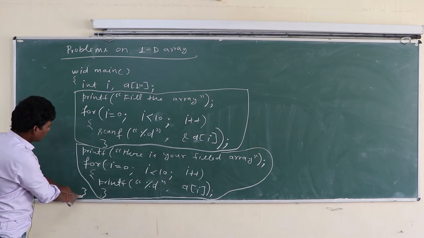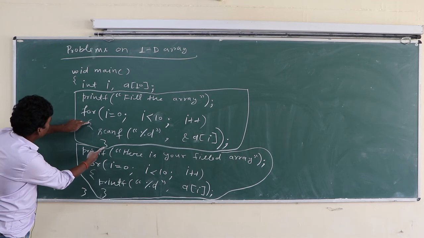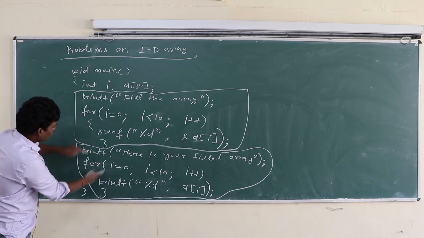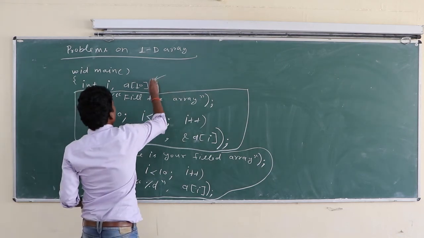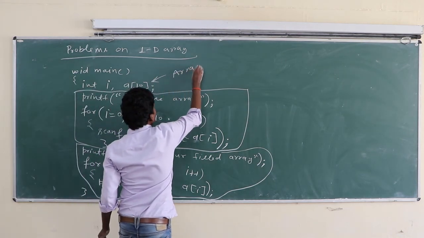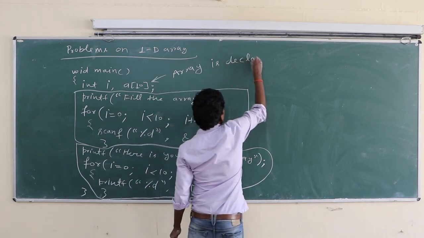Okay, this is the closing of the main function. Here it opens and closes with this for loop. So class, here the array is declared.